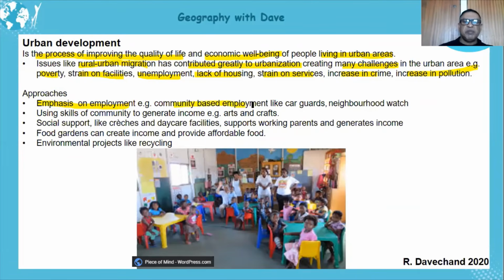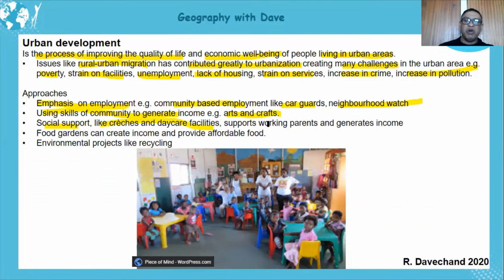Example, community-based employment like car guards, neighborhood watch. You understand? We're getting people involved, we're creating and giving it to our own people. What we also can look at, using skills of the community to generate income, arts and crafts. You find people creating those baskets, sculptures, creating our own employment in our community. That is why you need to communicate with the community to see what are their skills, what are their needs, etc.